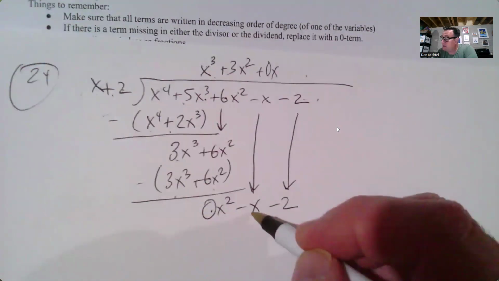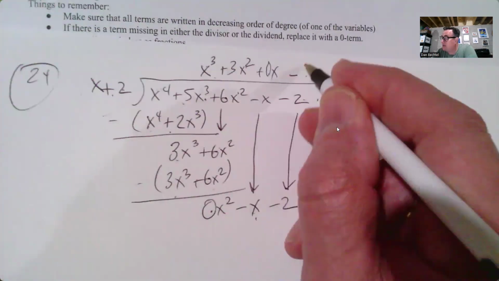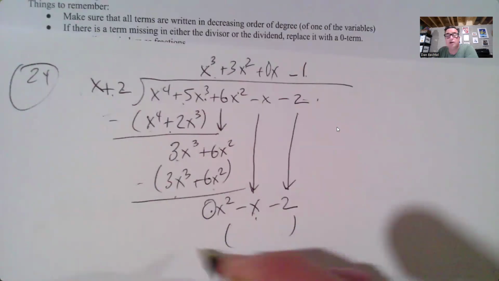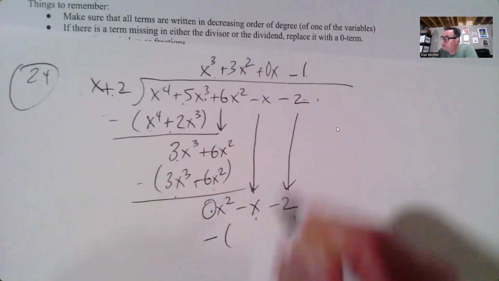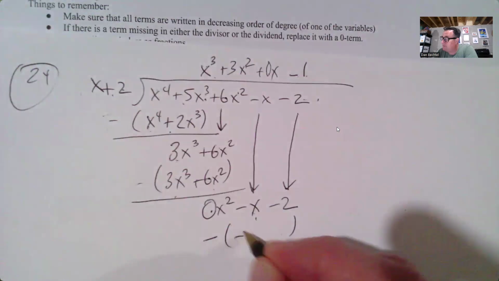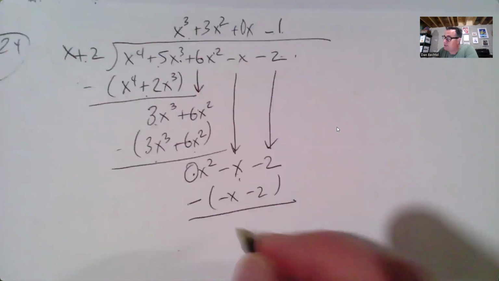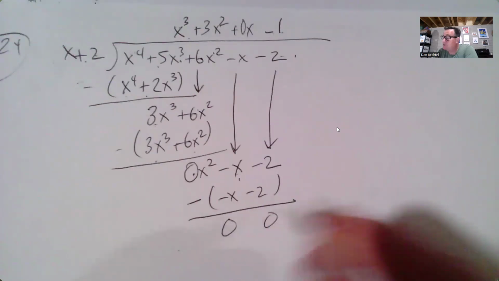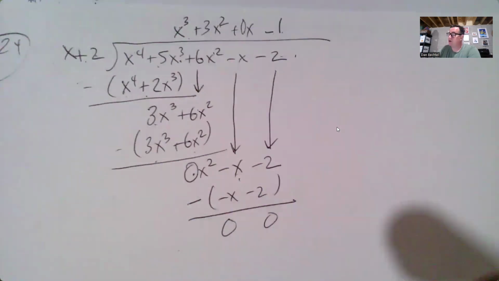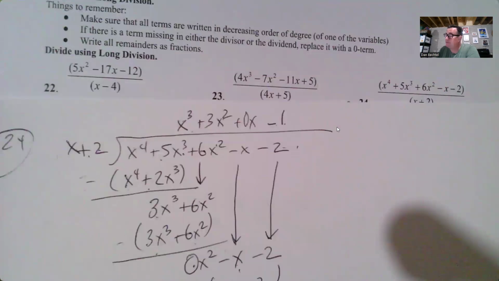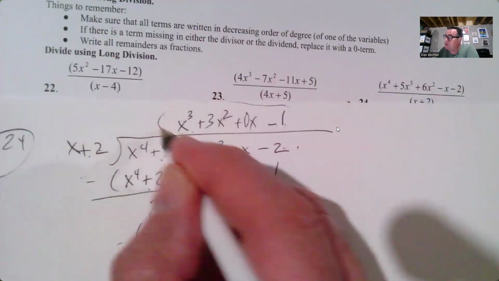I want to get rid of that negative, so I'm going to multiply this by a negative 1. In here, we will have a minus. So negative 1 times x is negative x. Negative 1 times 2 is negative 2. And when I subtract this, I get a 0 for that one, and I get a 0 for this one. So there is no remainder for this. Our answer that we will have when we are done is this.